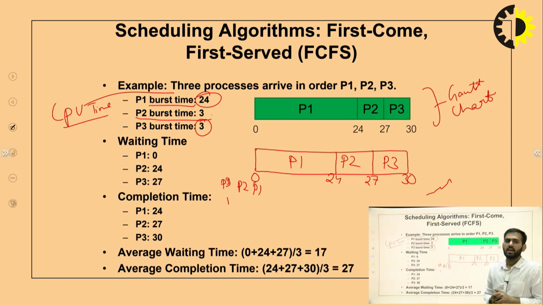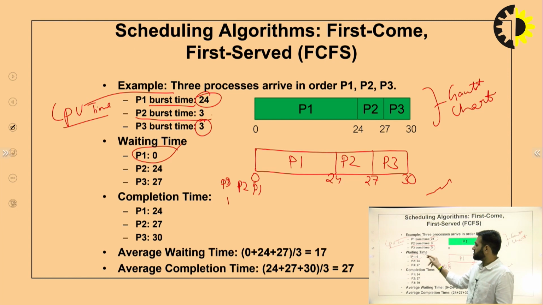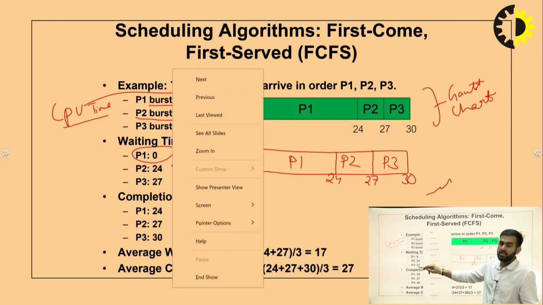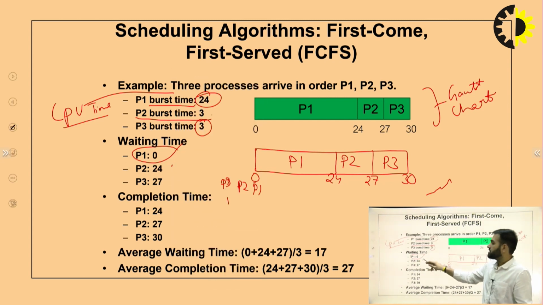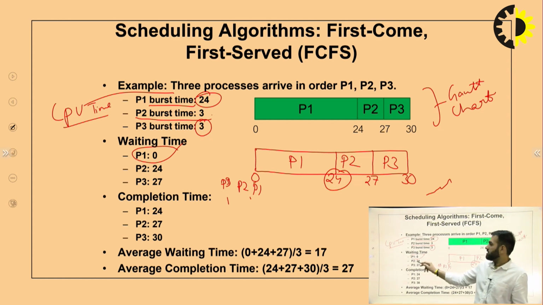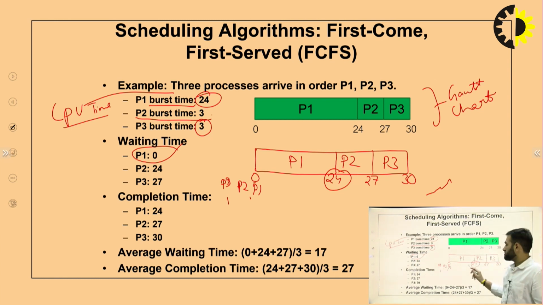Now we will see the waiting time here. What is the waiting time? See, P1 is arriving at 0 and gets the CPU at 0 only. It doesn't wait for a single second, right? So the waiting time for P1 is 0. Clear? Now see, P2 is showing 24, which is a very large waiting time. P2 is also arriving at 0 only, but waited till 24. So the waiting time for P2 is 24.